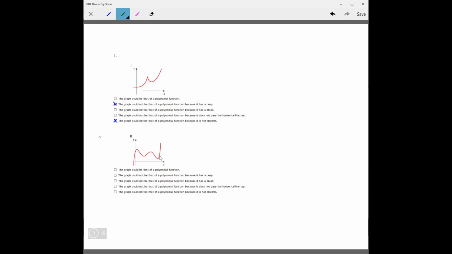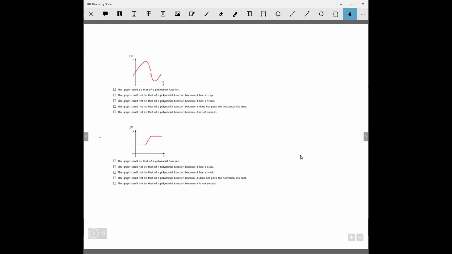Okay, so here, this one right here could be a polynomial function. This could be degree 5, by the way, because you have 1, 2, 3, you have 4 turning points. And this goes down, that goes up. So that could be degree 5. So that one could actually be a polynomial of degree 5.